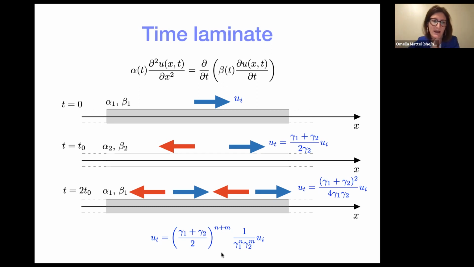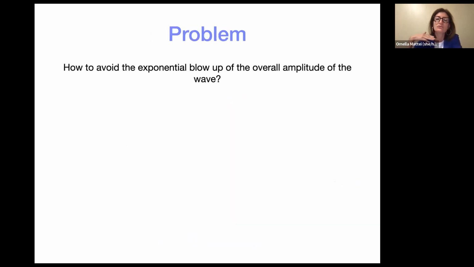So as time goes by, you see that the intensity of the wave will also increase exponentially. So what I'm interested in is the following question: how to avoid the exponential blow up of the overall amplitude of the wave, so that, for instance, you can think of using these materials as devices where you can store energy.